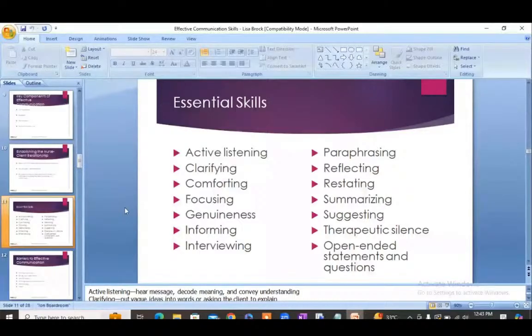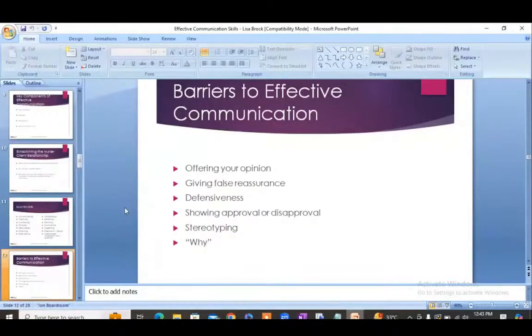Okay. Next is barriers to effective communication. Barriers means the stop points, stopping points, right? Here we have offering your opinion, giving false reassurance, defensiveness, showing approval or disapproval, stereotyping, and why. So I will explain the barriers to effective communication.